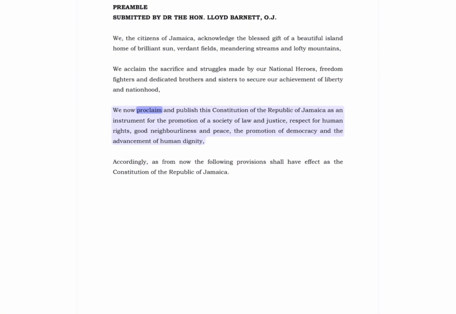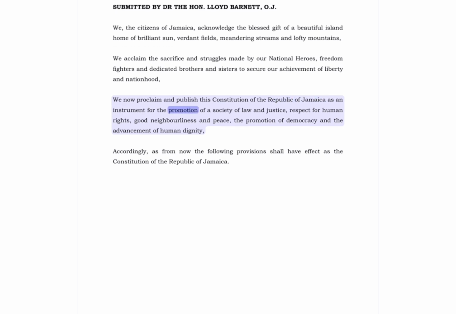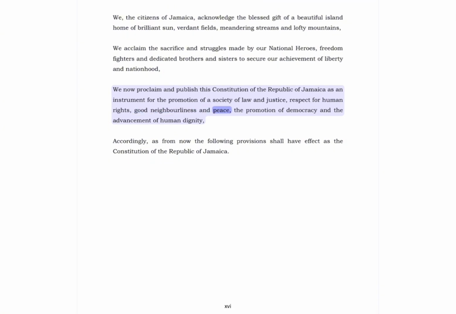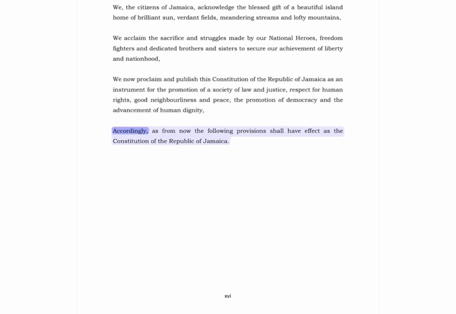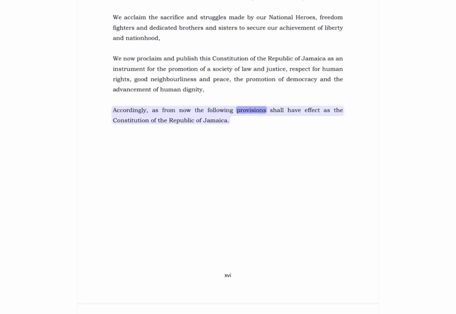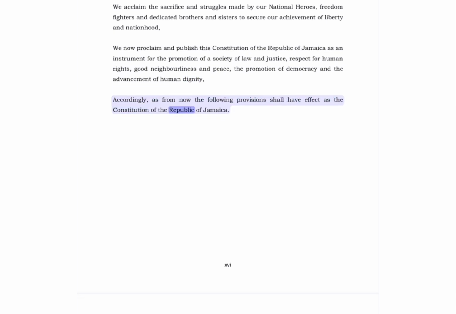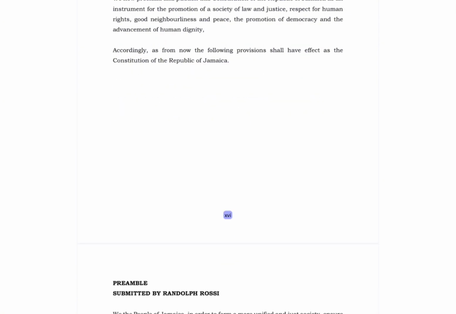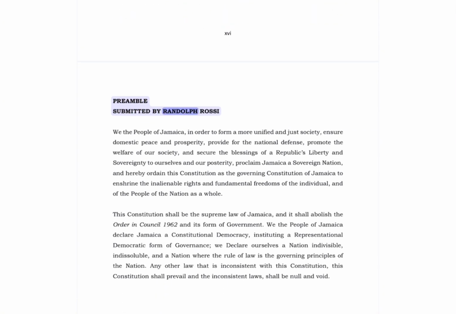We now proclaim and publish this Constitution of the Republic of Jamaica as an instrument for the promotion of a society of law and justice, respect for human rights, good neighborliness, and peace, the promotion of democracy, and the advancement of human dignity. Accordingly, as from now the following provisions shall have effect as the Constitution of the Republic of Jamaica. The Preamble submitted by Randolph Rossi.